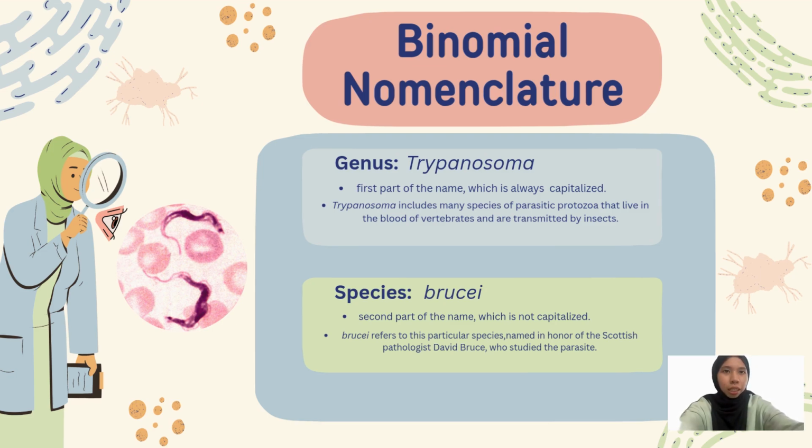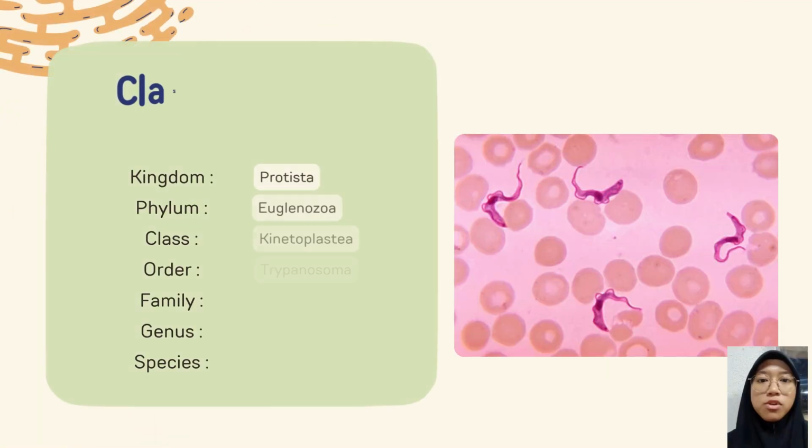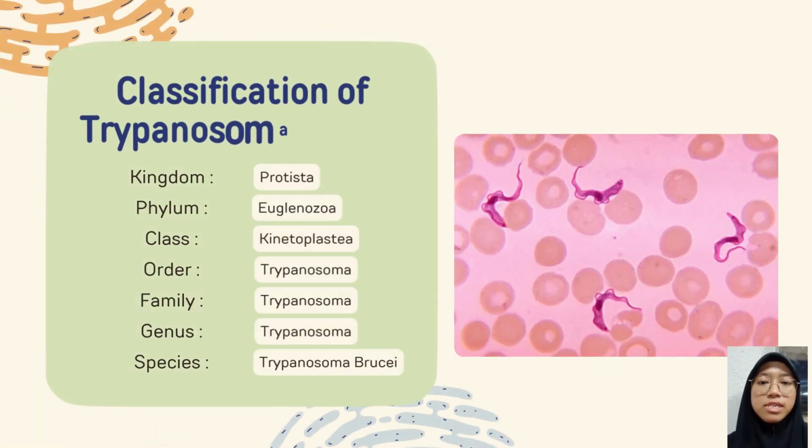Hence, the species is brucei. This is the second part of the name that identifies the specific organism within the genus. Brucei refers to the particular species, named in honor of the Scottish pathologist David Bruce, who studied the parasite. Trypanosoma brucei is a eukaryotic organism, meaning it has a nucleus. It belongs to the Protista kingdom and the Euglenozoa phylum. It is part of the Kinetoplastea class, which includes parasites with a special DNA part called a kinetoplast.